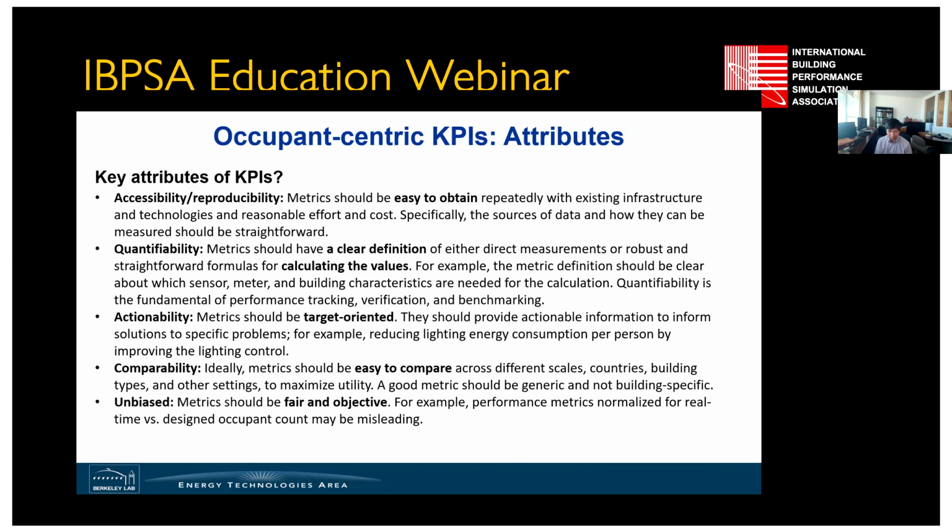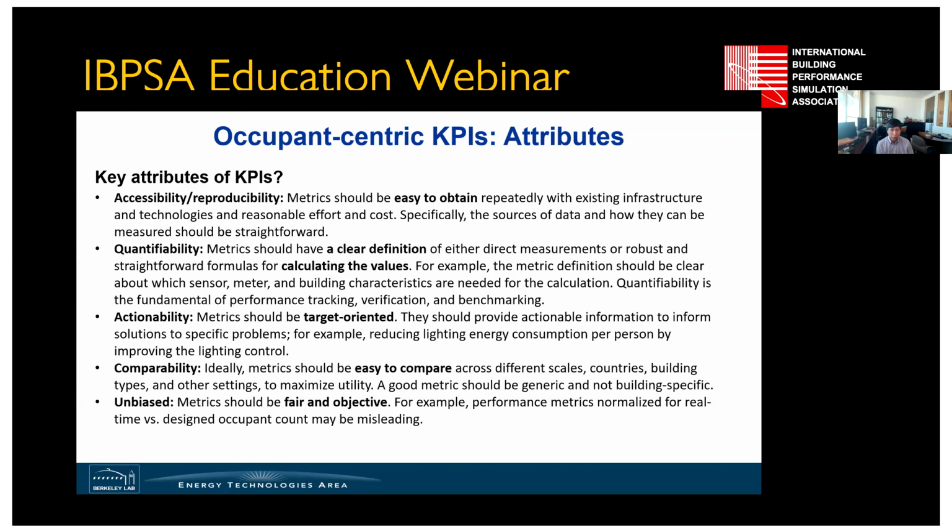For example, one of the KPIs, I think we mentioned, if the energy consumption during unoccupied hours is relatively high, then we probably need to think about why, right? Maybe there's a lot of equipment left on during the nighttime, during the unoccupied hours. So those should have clear implications of what potential actions the stakeholders, the building operator or managers, are able to think about and follow through.